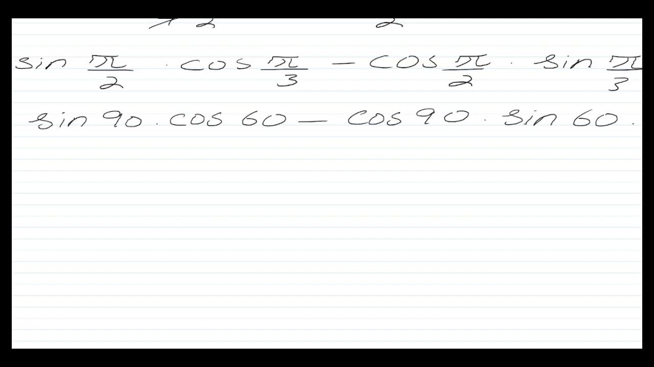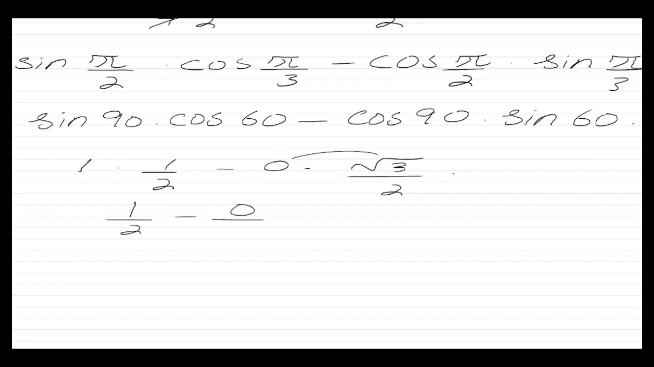Now what is the sine of 90? That is 1, while the cos of 60 is 1 by 2. That will be subtracted with the cos of 90, which is 0, multiplied with the sine of 60, which is under root 3 by 2. Now 1 multiplied by 1 by 2 results in 1 by 2. Subtracted from 0 multiplied with under root 3, that results in 0 over 2. So our final answer will only be 1 by 2, since 1 minus 0 is 1.